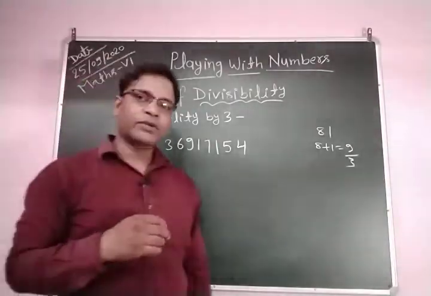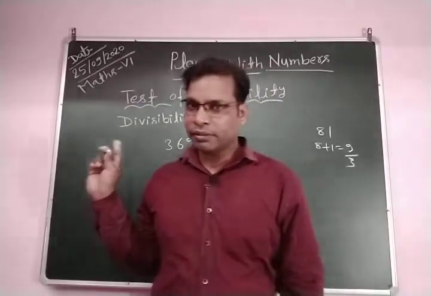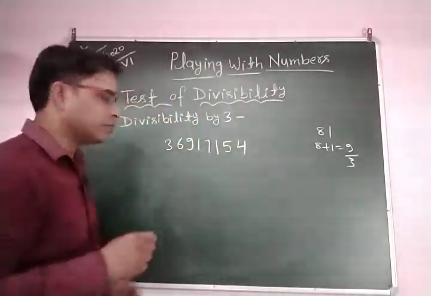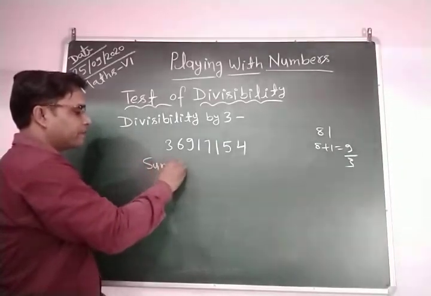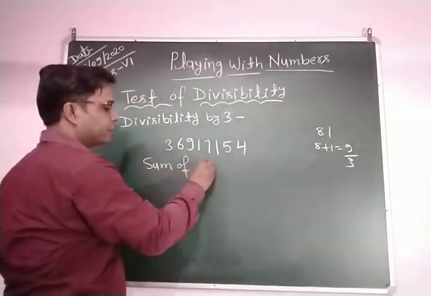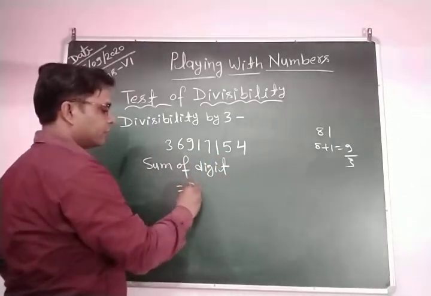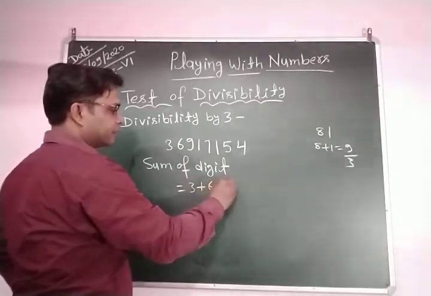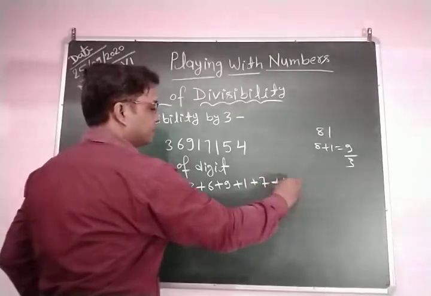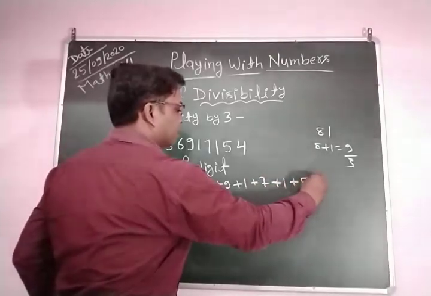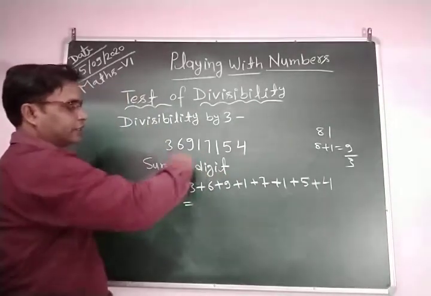But here we are going to check whether this number is divisible by 3 or not. For this, first we find the sum of the digits of this number. So we can write here, sum of digit, is equal to 3 plus 6 plus 9 plus 1 plus 7 plus 1 plus 5 plus 4. Clear? Sum them.